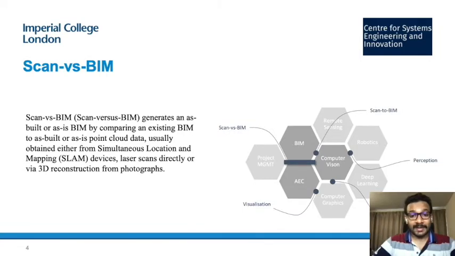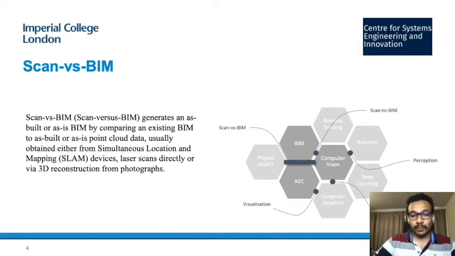So what is scan versus BIM? Scan versus BIM is a process of generating an as-built or as-is BIM by comparing an existing as-planned BIM to as-built or as-is point cloud data, which is obtained by simultaneous localization and mapping devices, laser scans directly, or from 3D reconstruction from photographs. So what we do here is we look at the point clouds that are obtained from these technologies and compare them with the model to create a building information model. So we are not essentially creating the geometry alone, but instead comparing to create insights.